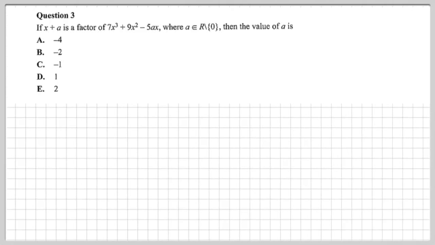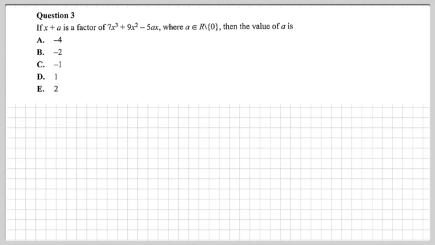Question 3. If x plus a is a factor of 7x cubed plus 9x squared minus 5ax, where a is a real number with the exception of 0, then the value of a is. Now, guys, with these technology-enabled exams, you've got to make up your mind which is the quickest, most efficient way to do these questions, because you've only got 1 minute and 40 seconds for each of the 22 multiple choice questions if you're not going to run over time.